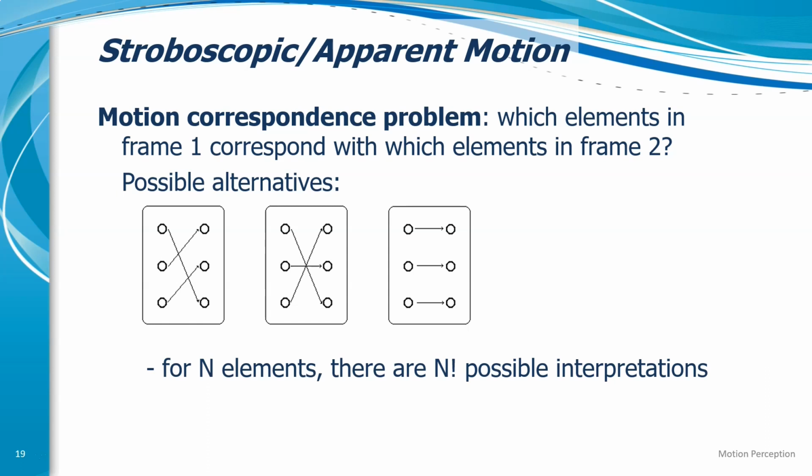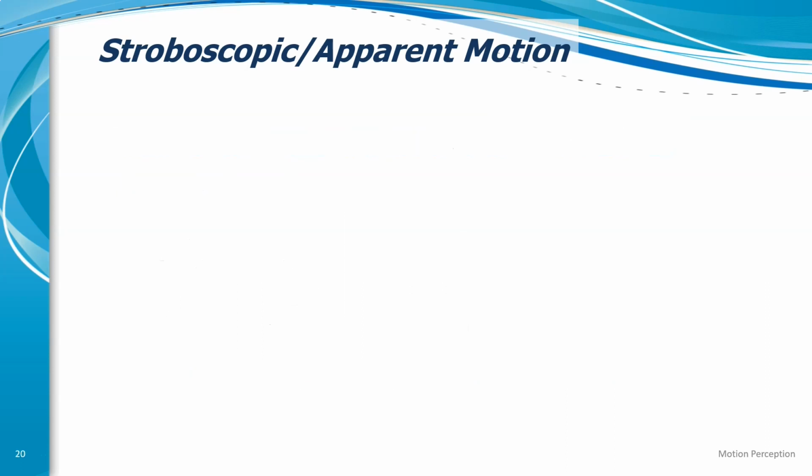So if we have 3 elements, there are 3 factorial possible interpretations. So if we were to have, say, 10 dots, oh my gosh, there are a lot of possible interpretations. But how does our visual system choose the right one every time? And it basically does choose the right one every time. Okay, the good news is there is actually a solution to this, thank goodness.